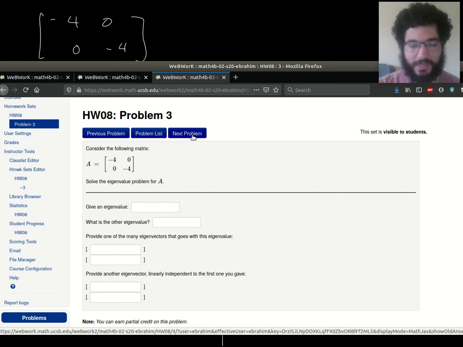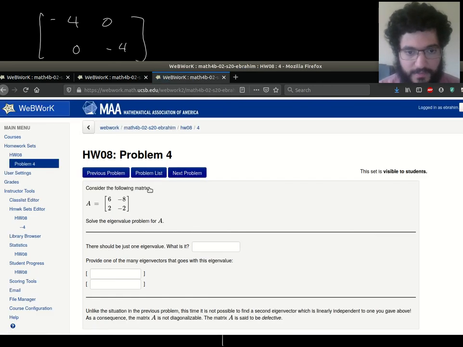But that's not always what happens when you get repeated roots, and I think I set up problem 4 here to show you what can go wrong when you have repeated roots. So this will be a case where you'll find there's actually just one eigenvalue. If you get the characteristic polynomial for this, you'll see it has repeated roots, but you will only be able to find one vector in the null space of A minus lambda identity.